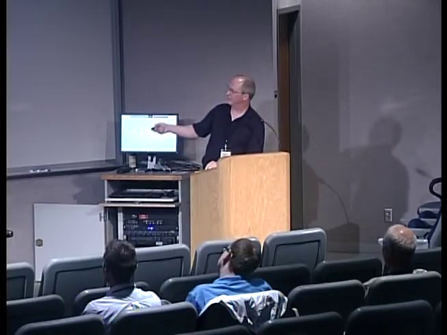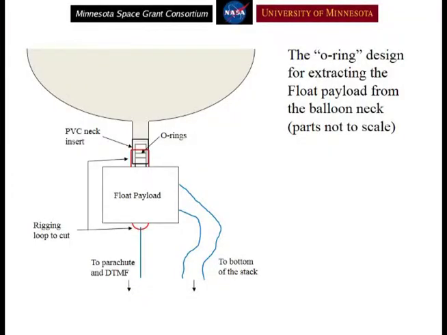Here is a closer to current version of what we do. So in this particular case, again, we still have a tube that's in the balloon neck. The float payload has a tube that comes up to the neck. And in fact, I have this hardware with me. I'm not going to show it this afternoon, but I'll have it at the poster session tonight. And if you want to take a closer look at it, by all means, stop by.